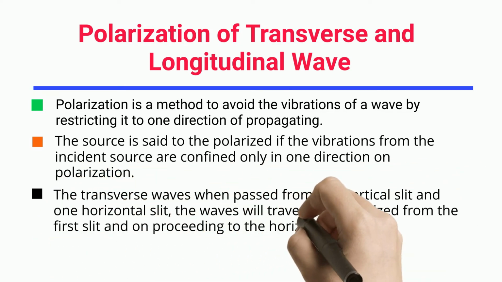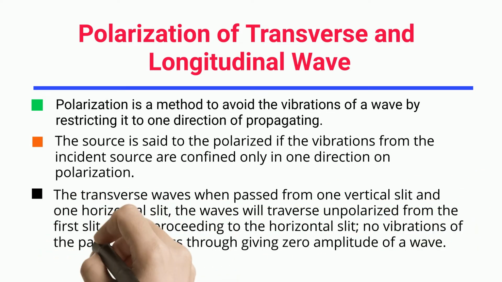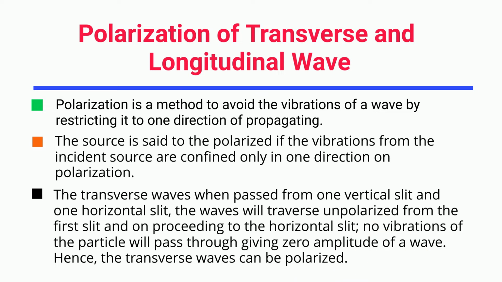The transverse waves, when passed through one vertical slit and one horizontal slit, will traverse unpolarized from the first slit, and on proceeding to the horizontal slit, no vibrations of the particles will pass through, giving zero amplitude of the wave. Hence, the transverse waves can be polarized.